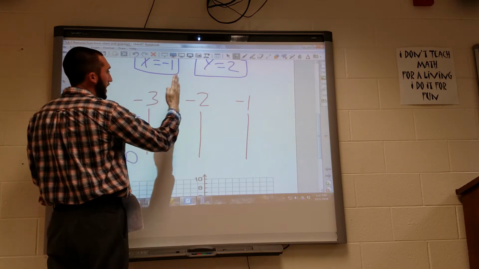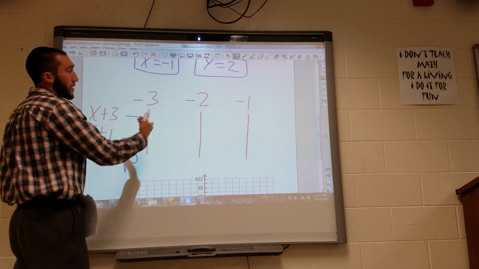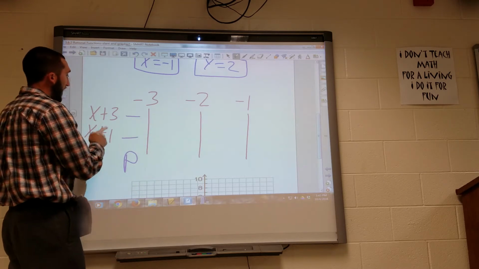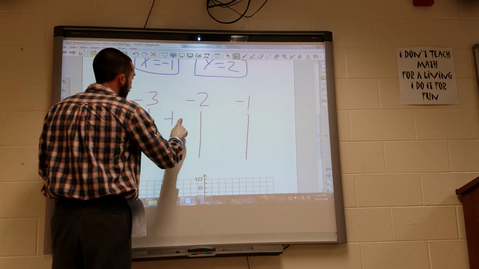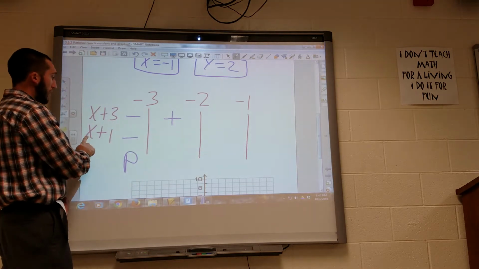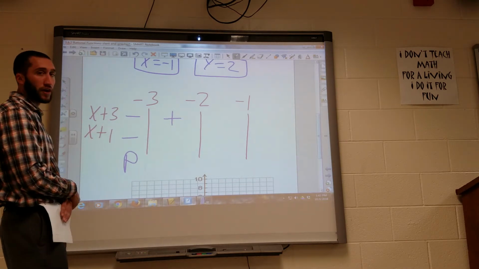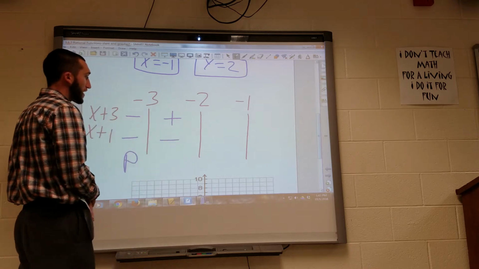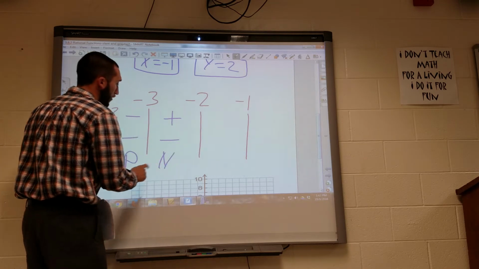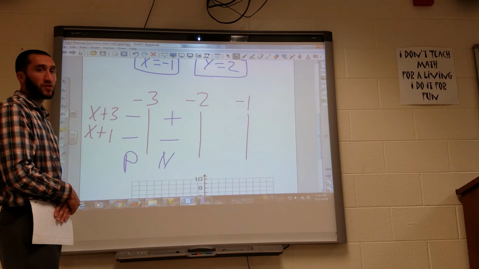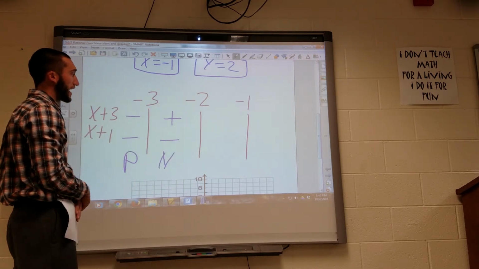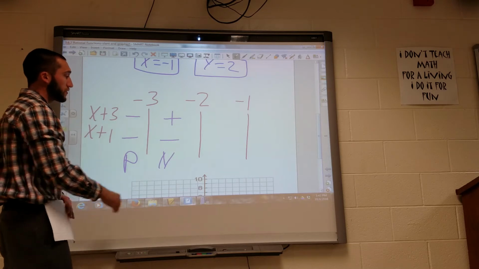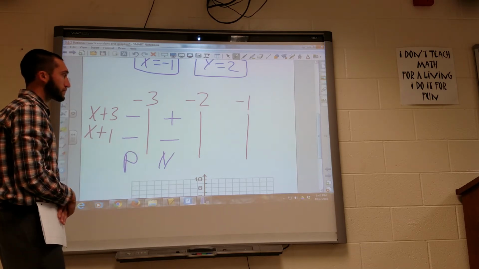I'm looking in between negative 3 and negative 2, so maybe negative 2.5. Negative 2.5 is not going to make x plus 3 negative because the 3 is larger, so it's a positive value. However, negative 2.5 is less than negative 1, so x plus 1 is negative, meaning the overall sign will be negative in between negative 3 and negative 2. These are my x values. In between x equals negative 3 and x equals negative 2, my graph will be negative.